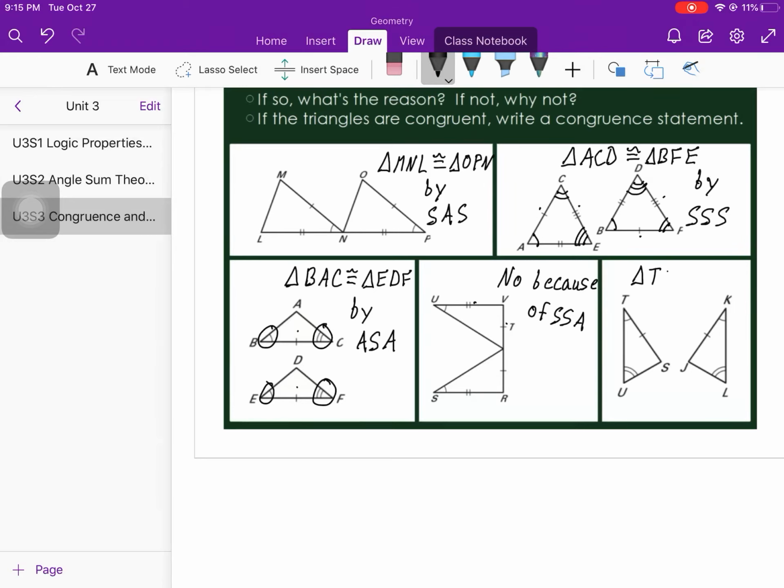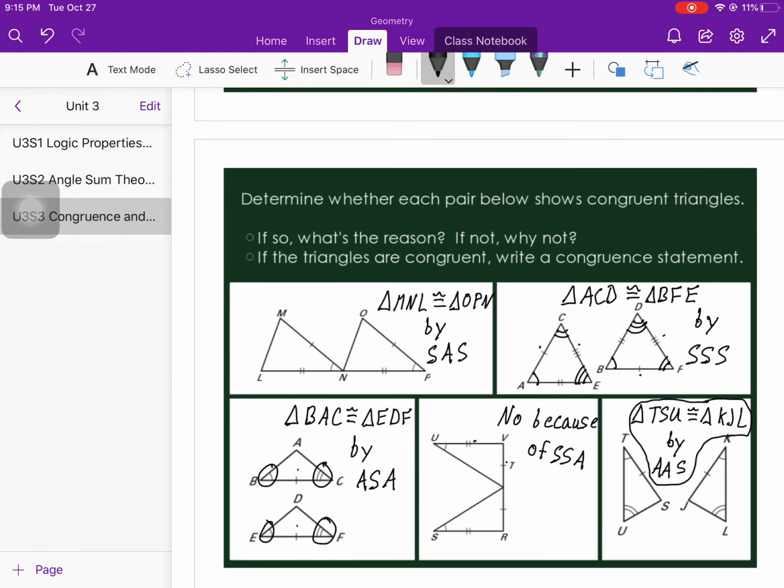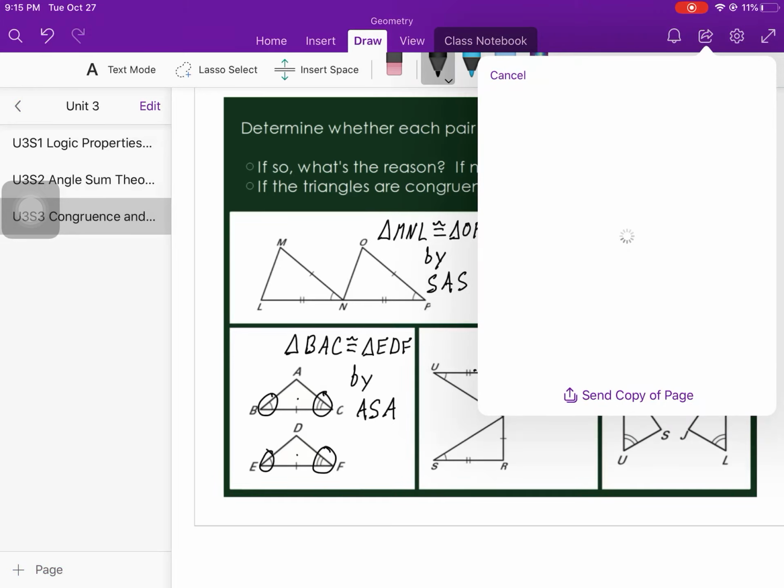Make sure though that we name this properly. So this is triangle TSU, congruent with triangle KJL by the angle, angle, side congruence. All right, there you go. Go ahead and try the practice problems.